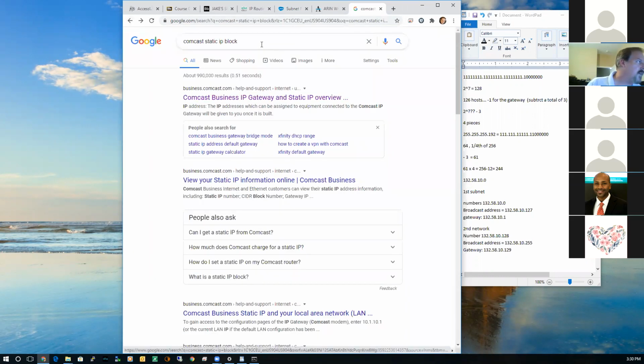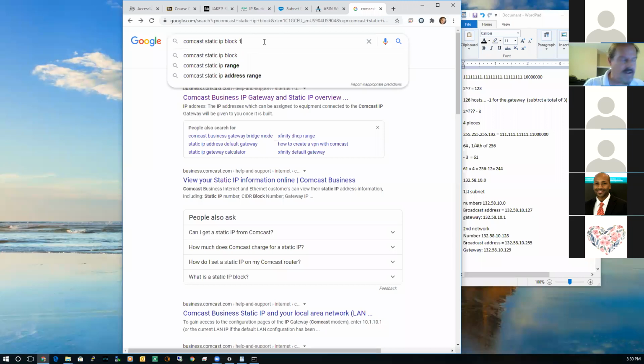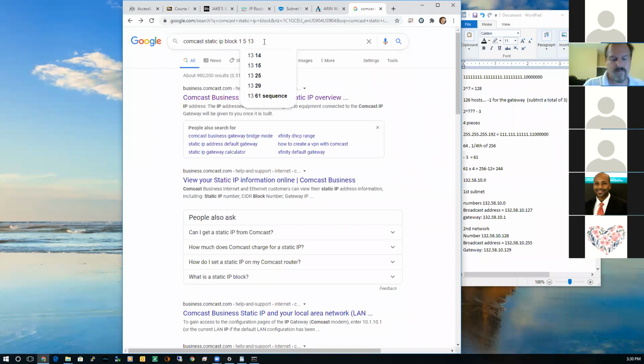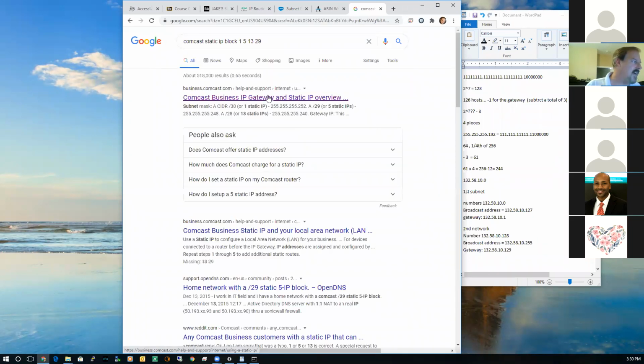See if I can find a better link here. They'll either sell you 5 addresses. Well, they'll show you one static address. They'll sell you 1, 5, 13, or 29, or more. But this is how they sell it.